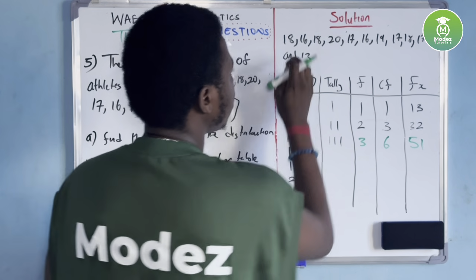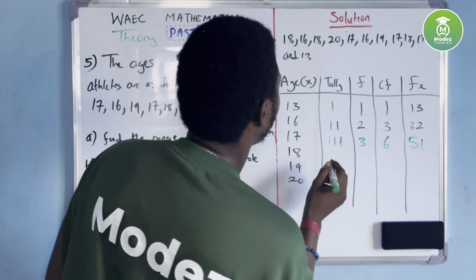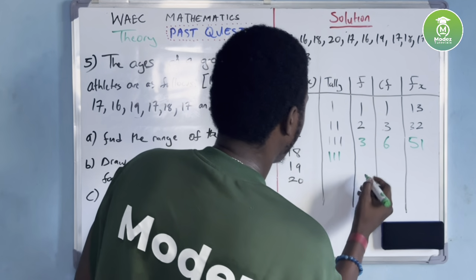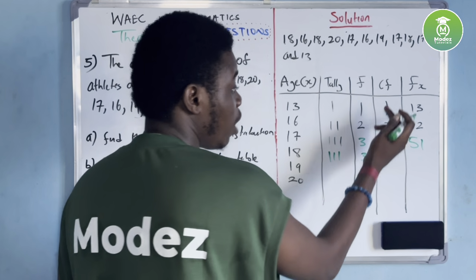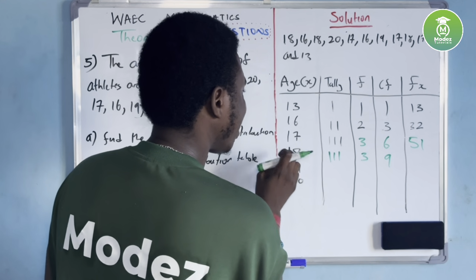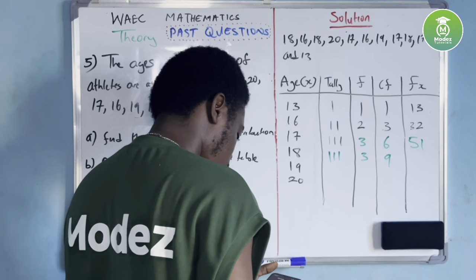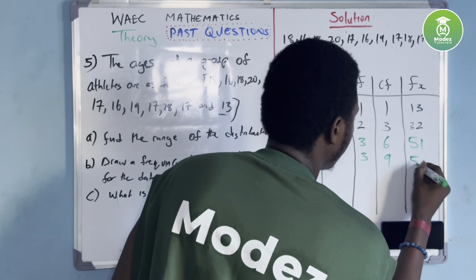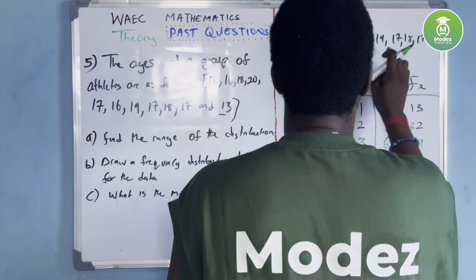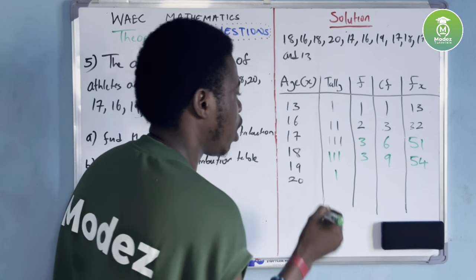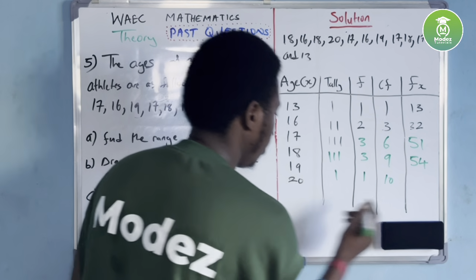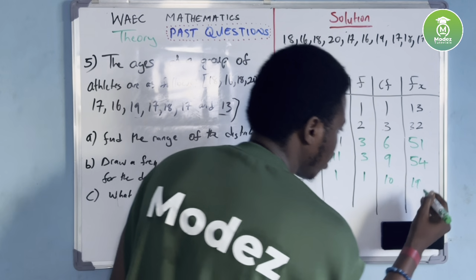So 18 is how many? 1, 2, 3 also. Yes. Then the frequency will also be 3. Then cumulative frequency will be 6 plus 3, which should give you 9. Then fx will be 18 times 3, that should be 54. Then 19 occurs how many times? Just once. So the tally will be 1, the frequency will be 1 also. Then cumulative frequency will be 10. Then fx will be 19. I hope you get it.